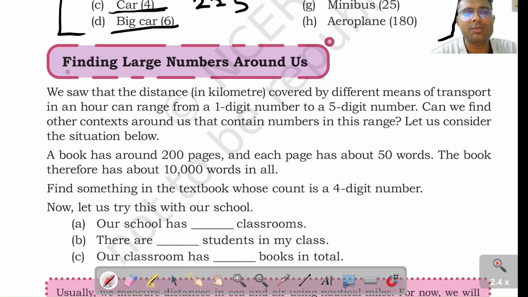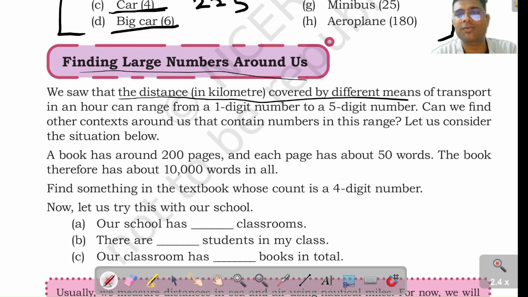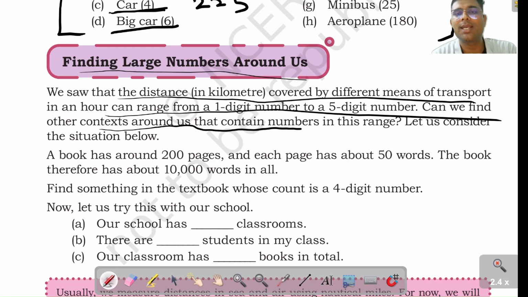So coming to next बच्चों, finding large numbers around us. We saw the distance in kilometers covered by different means of transport in 1 hour can range from 1 digit to 5 digit numbers. Can we find other contexts around us that contain large numbers? Let us consider the situation below.